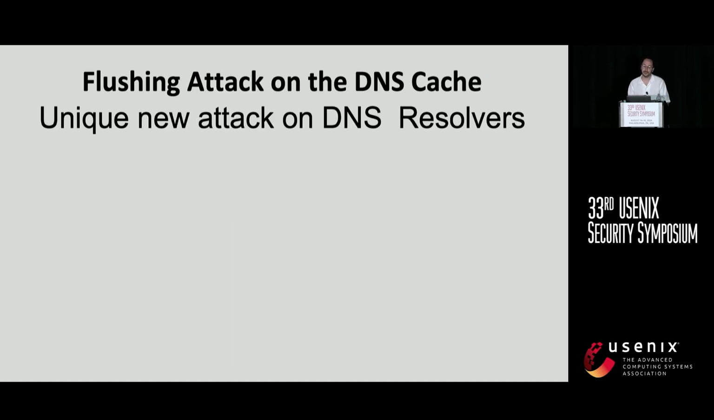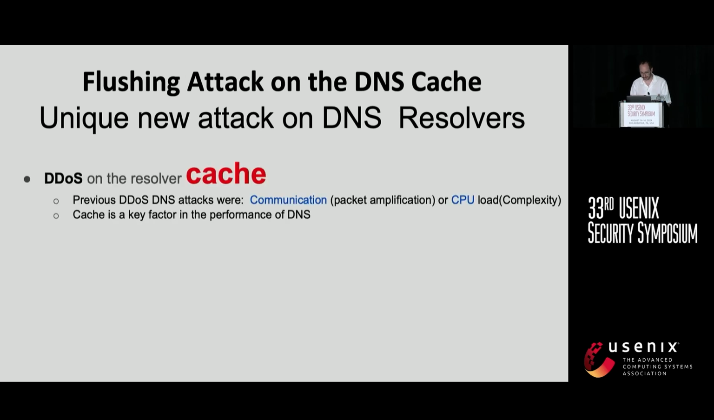In this talk, I'm going to present a flashing attack on the DNS cache. That's a unique new attack on DNS recursive resolvers. Previous DDoS attacks targeted communication and packet amplification, meaning that one packet sent from a malicious attacker creates multiple packets in the recursive resolver, or a CPU load, a complexity in the recursive resolver.